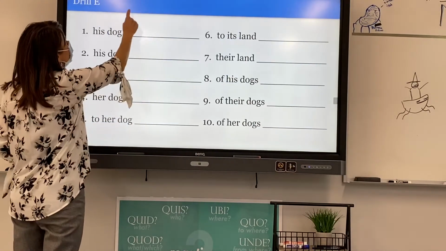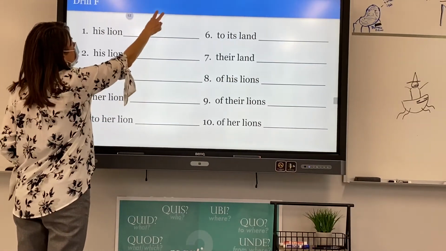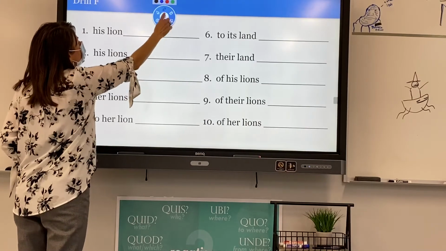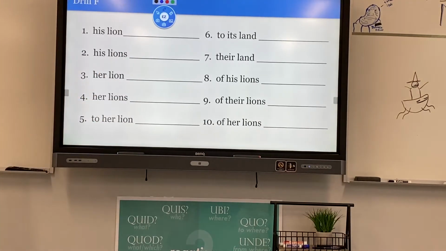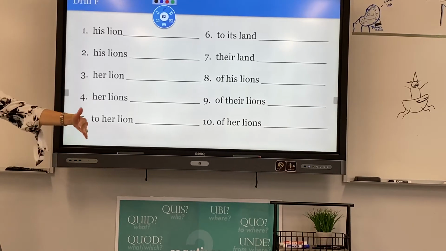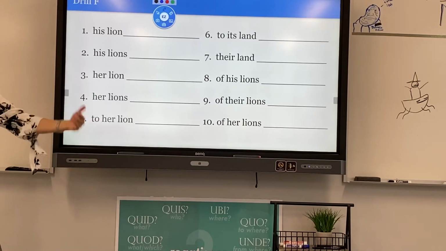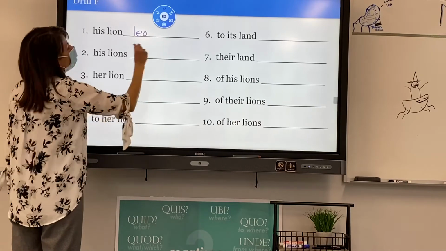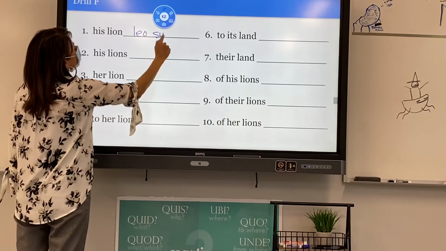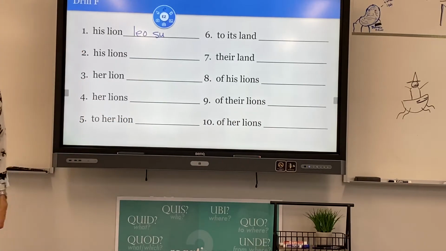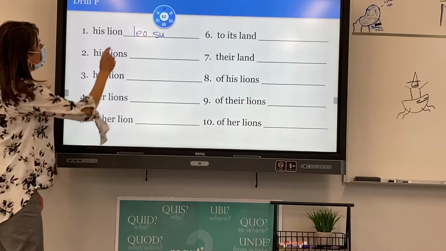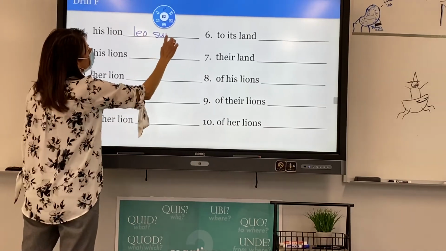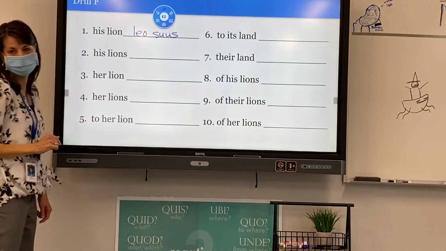Okay. All right, now we're going to compare it to when you use suus and how you do that. Okay, so now we're going to switch to suus and drill F. Now we have to rely totally on the noun. Okay, his lion. Lion is leo, and then it's going to be reflexive, so the su is my stem. Okay, lion is masculine singular. Nominative, so suus.